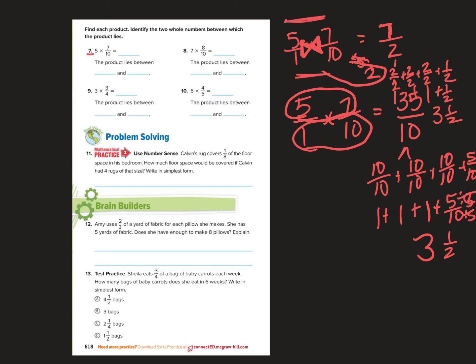Anyways, so we get an answer of 3.5, and then it asks us what the product lies between, blank and blank. What two whole numbers? So 3.5, if I put it on a number line, 0, 1, 2, 3, 4. That's just like our normal number line. 3.5 is going to be right here between 3 and 4. Okay, so I just wanted to do a quick example on that one so that you would know what to do when you got to it on your assignment.